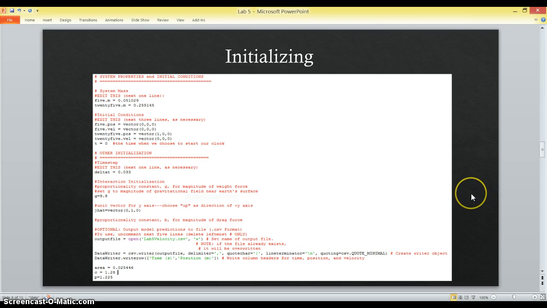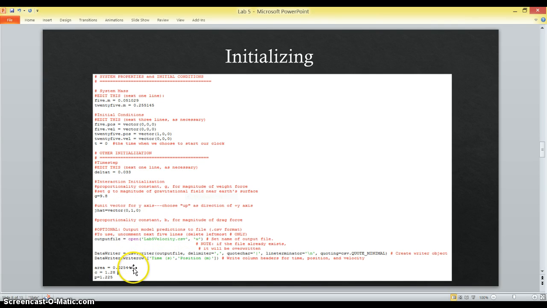Moving on to VPython, here's the initialization of our initial program. Here we set the mass for both the 25 and the 5, the positions and velocities. Here's the time step, here's the force of gravity at 9.8, here's the j hat vector for the direction of the positive y, and here's the output file for all the data that we obtained.